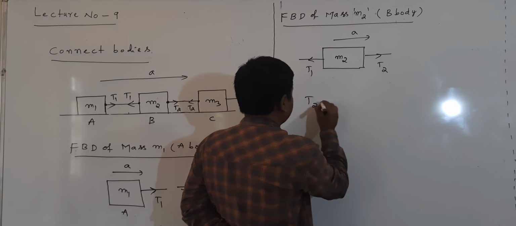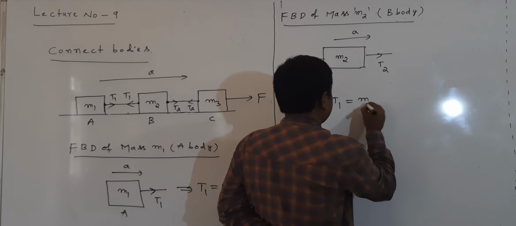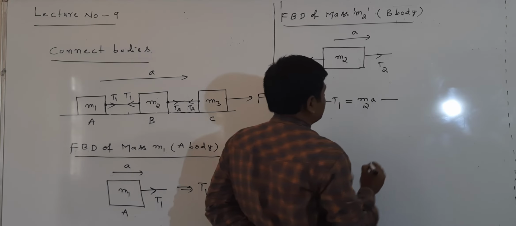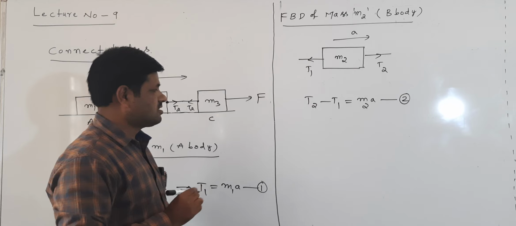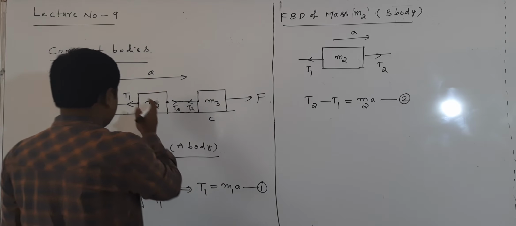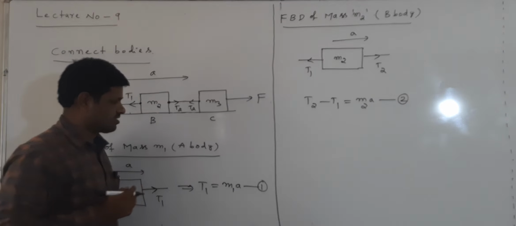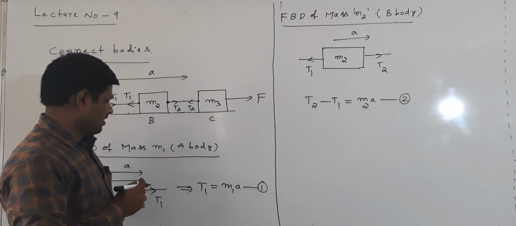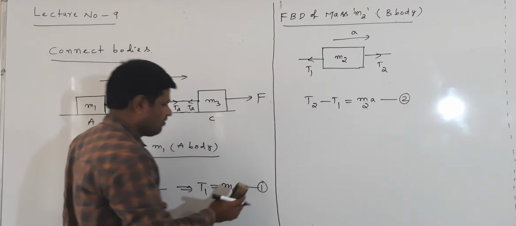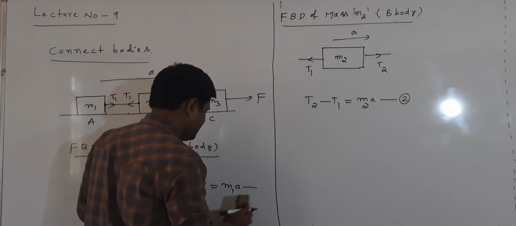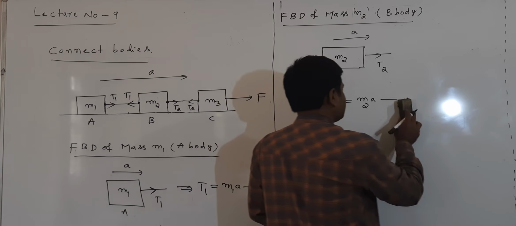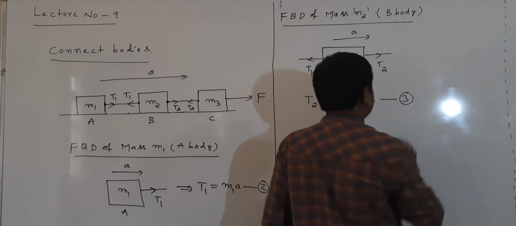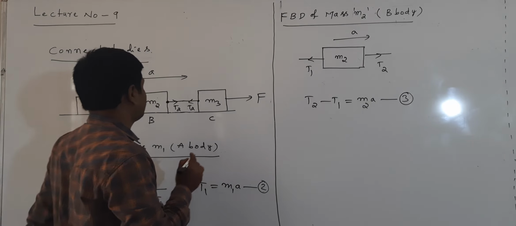What am I writing here? T2 minus T1 is equal to M2A. This is given as equation number 2. Next, before that, first of all we have to write another equation. This I have written as equation number 1, already written. This I consider as 2, and this I consider as 3. What is the equation 1 here? First of all we write equation 1 like this.